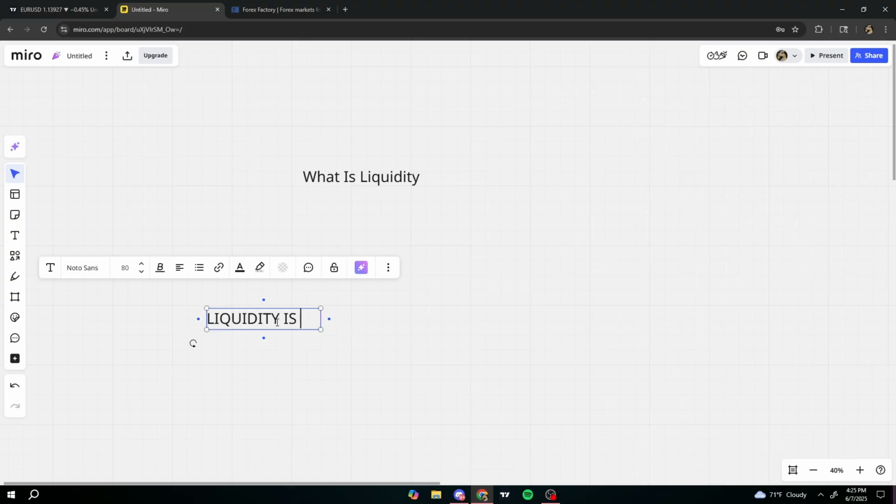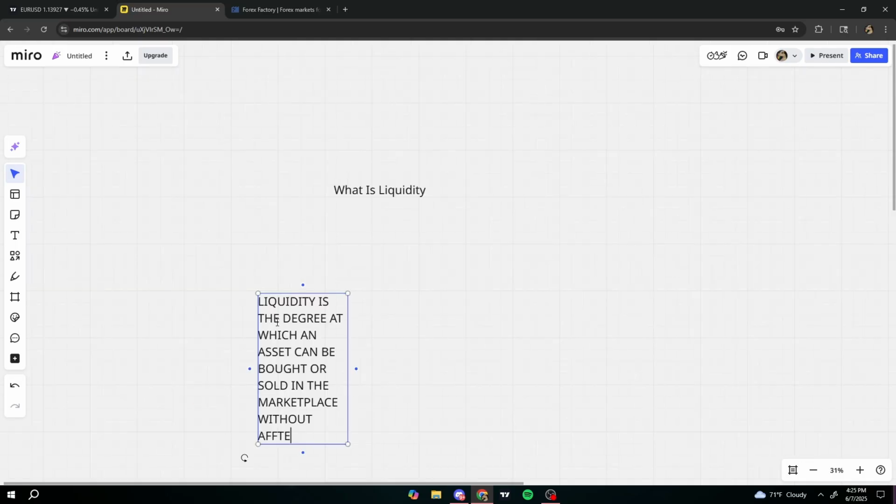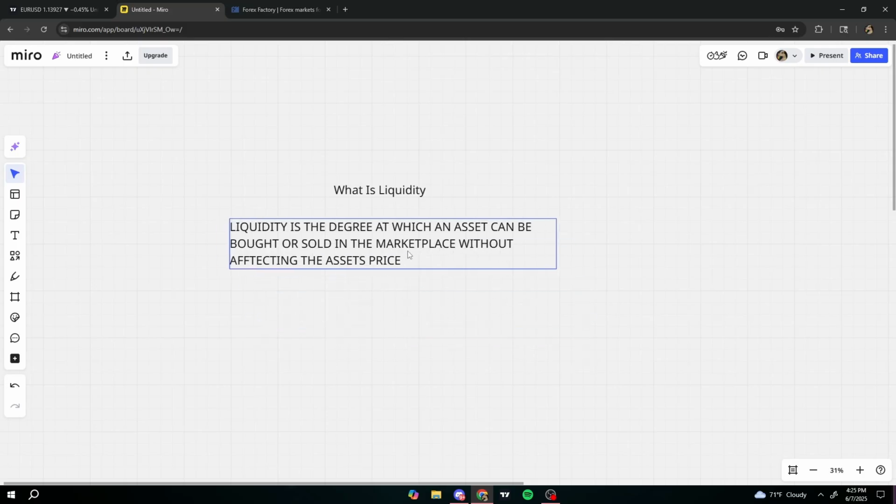Liquidity is the degree at which an asset, so the stock market, can be bought or sold in the marketplace without affecting the asset's price. Didn't mean to write that in all caps, but here we go. So what do you mean by this, Chris?